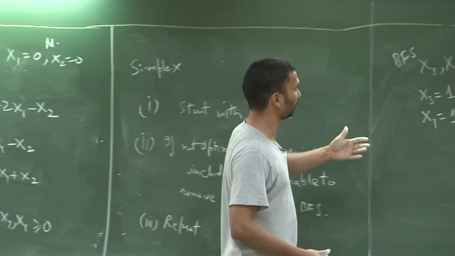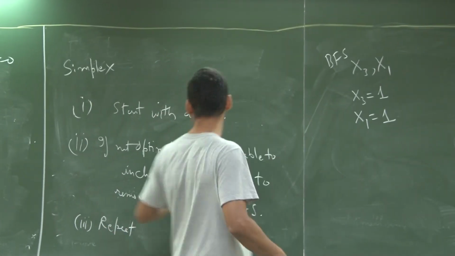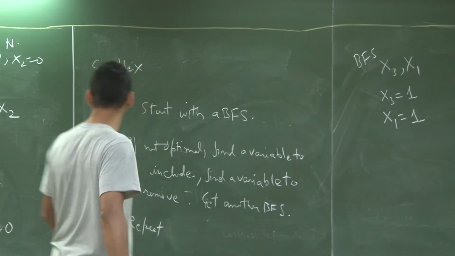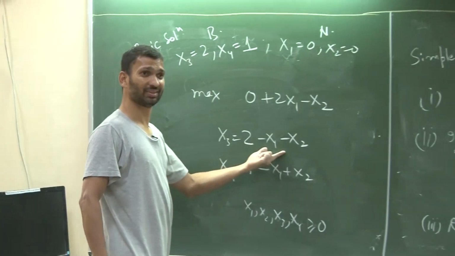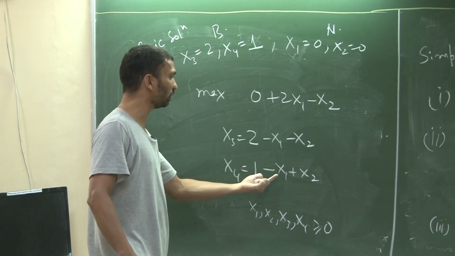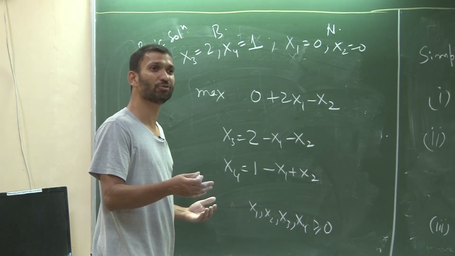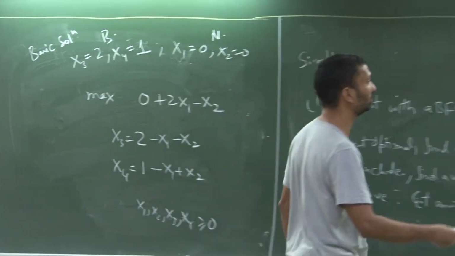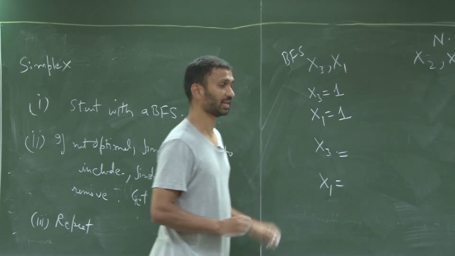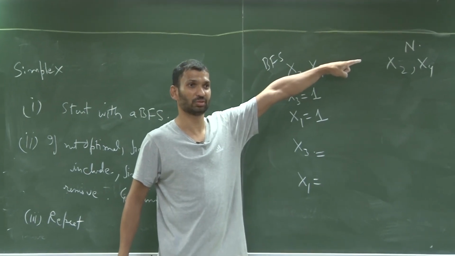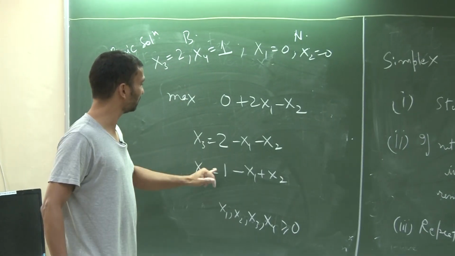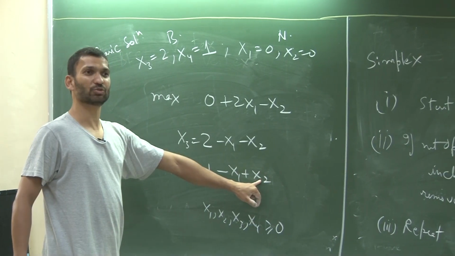So again, what am I going to do? I am going to write my objective function in terms of non-basic variables. That means I am going to express this, right? x3 equal to this, x4 equal to this. I want to change it so that I write it in terms of x3 and x1. So I will have x3 and x1 in terms of x2 and x4. And that will just be done by replacing everywhere x1 in terms of x4 and x2.